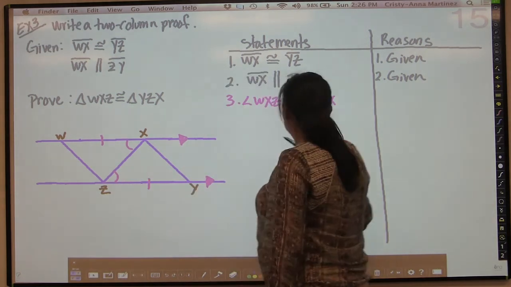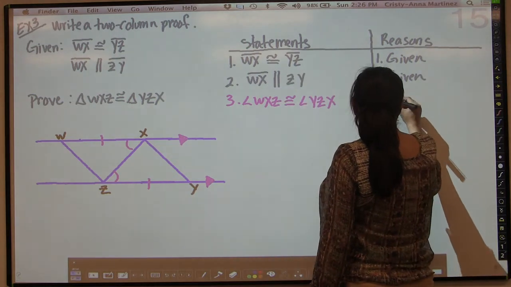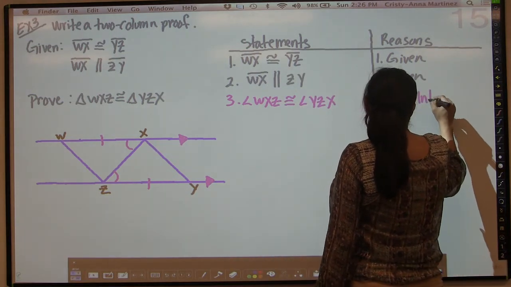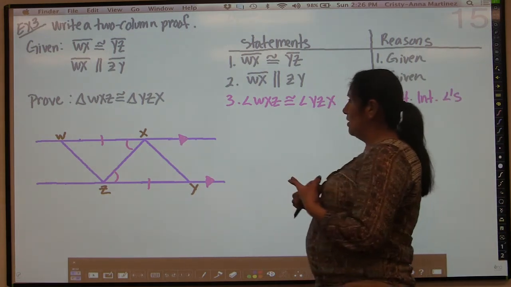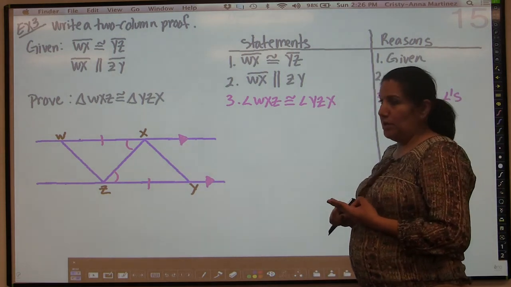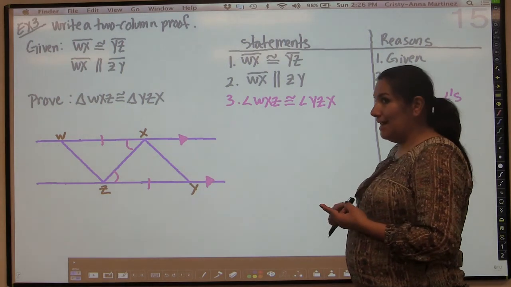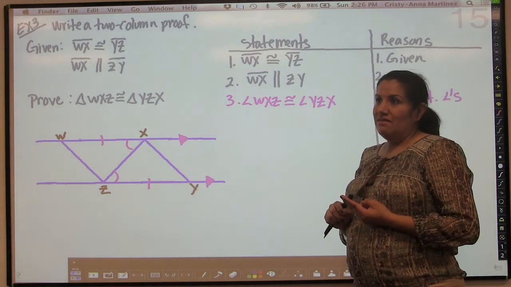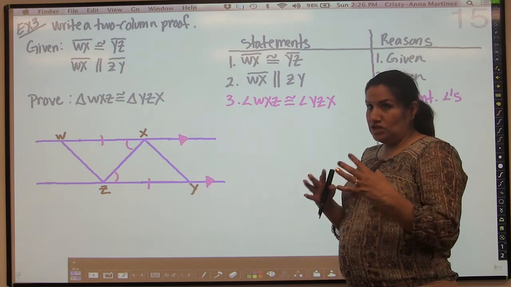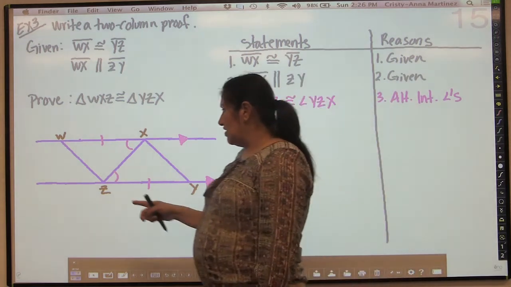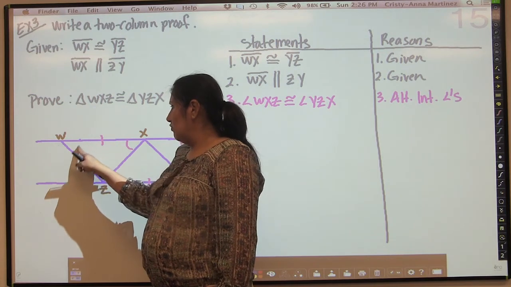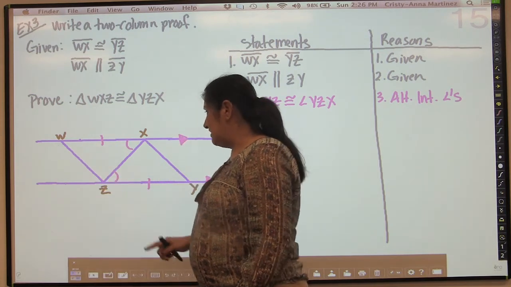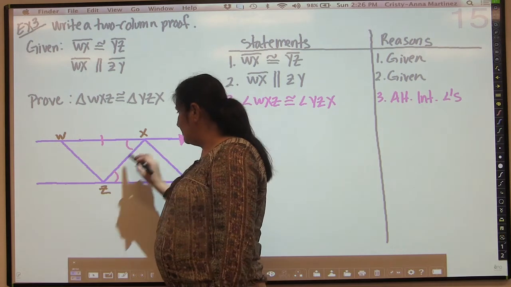They are congruent because they are alternate interior angles. Okay? So now we've got one pair of sides and one pair of angles, and we need one more pair of sides. It has to be the side that is going to sandwich the angle. So if you're thinking that it's going to be WZ, it can't be WZ, because then the angle would have to be over here. The side that we're looking for has to be XZ.